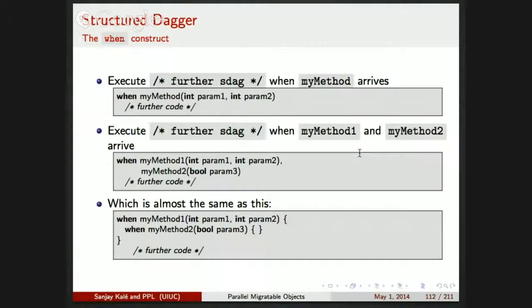So now the runtime system, when it receives method 1, if it still doesn't receive method 2, it'll still return control to the scheduler. And then once all of these dependencies are satisfied, it will say, okay, I have all the methods I need. I can continue with whatever I was supposed to continue. Which again is just the same as when my method 1 is called, again, wait for my method 2.